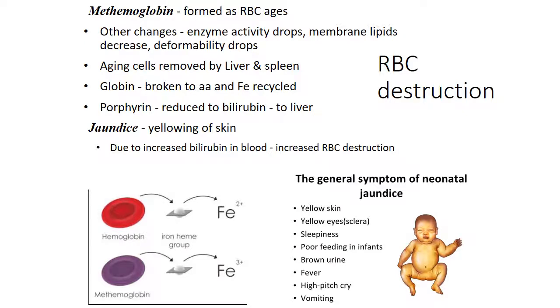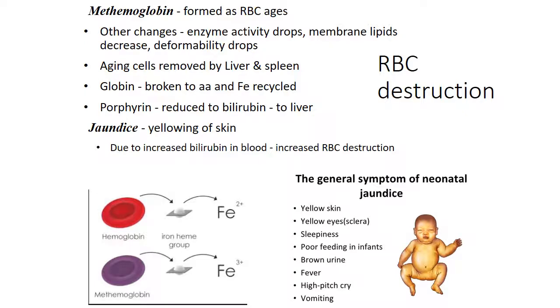Things that happen also inside of each one of those red blood cells as it begins to convert hemoglobin to methemoglobin is enzyme activity is going to drop. Membrane lipids are not going to remain as stable, and we start to have less retention in overall cell structure, right? So it kind of starts being less flexible.